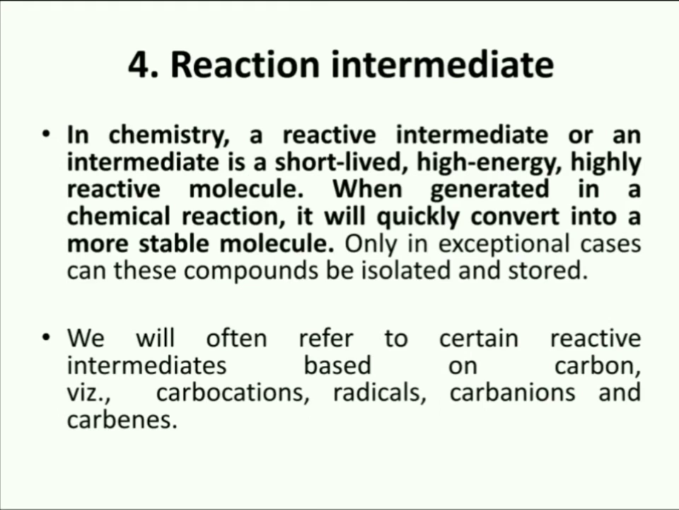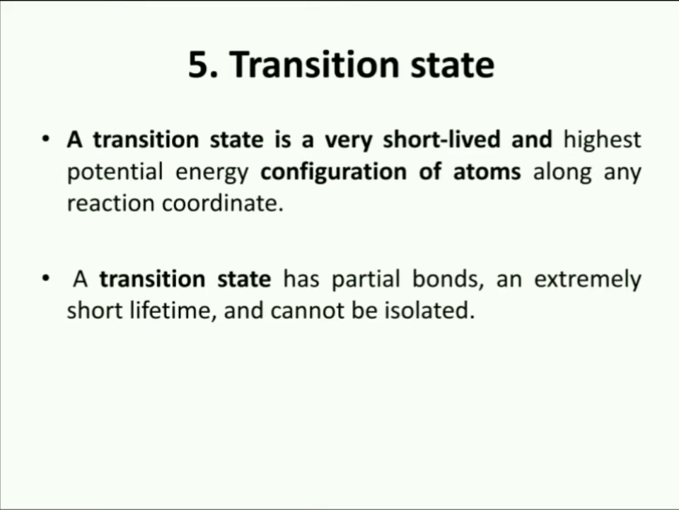Carbocations, radicals, carbanions and carbenes are examples of reaction intermediates based on carbon. A few other examples include heterocyclic compounds such as benzotriazole, benzimidazole, pyridine, etc. The next term is transition state. A transition state is a highly unstable and high potential energy configuration of atoms which appears during any chemical reaction. A transition state has partial bonds, an extremely short lifetime, and cannot be isolated.